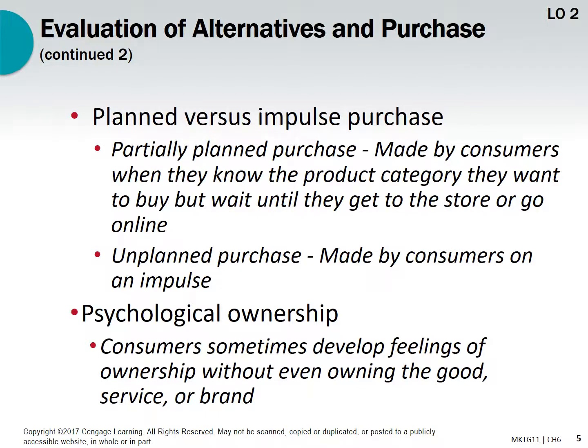Complex and expensive items are typically purchased only after the consumer has collected large amounts of information. This would include buying a new home or buying a car. Consumers will make partially planned purchases when they know the product category they want to buy, but wait until they get to the store or go online to choose a specific style or brand. This would include shirts, pants, lamps. Unplanned purchases are products that people buy on impulse.